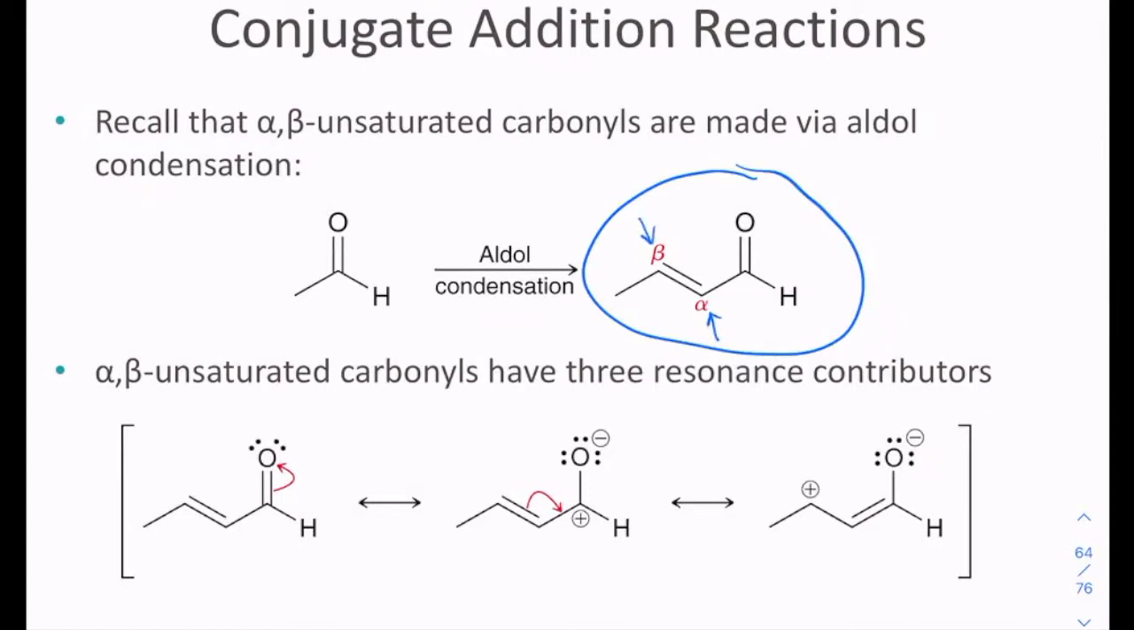We will learn in organic 2 that we can use an aldol condensation to take a ketone or aldehyde into an alpha beta unsaturated ketone or aldehyde. But for this reaction, we need a double bond right next to the carbonyl.